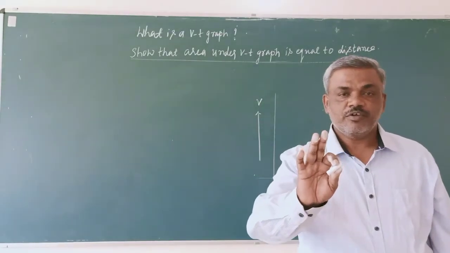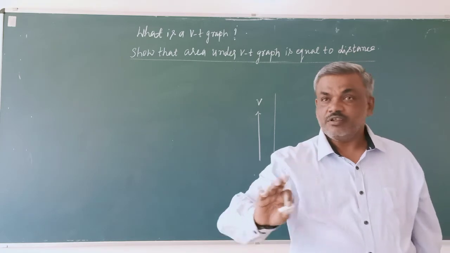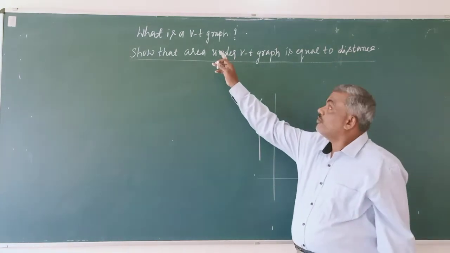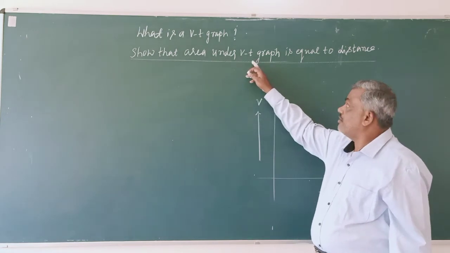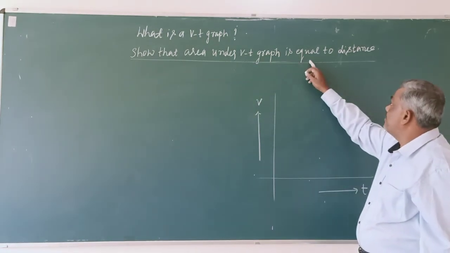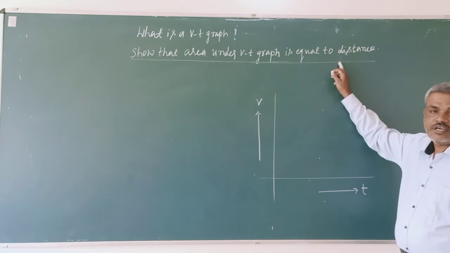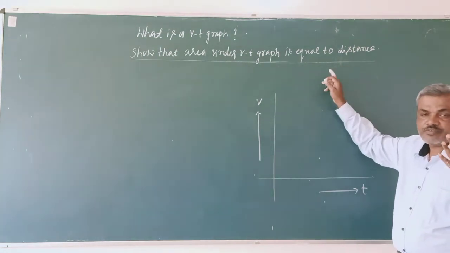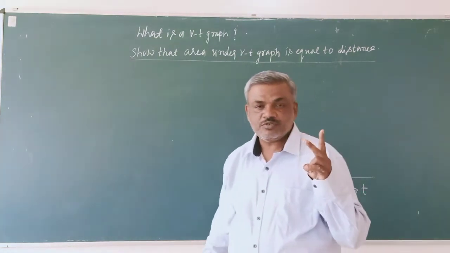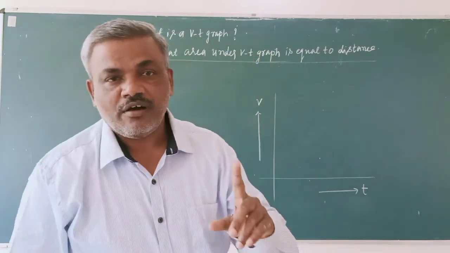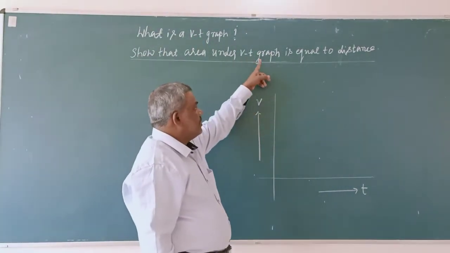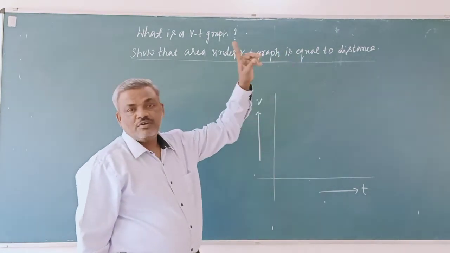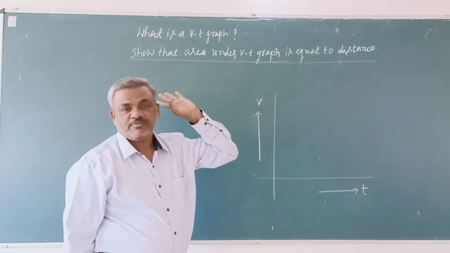Students, now your one question is the 3 marks question. What is a VT graph? Show that the area under the VT graph is equal to distance or displacement. It is very important. This is a 3 marks question.